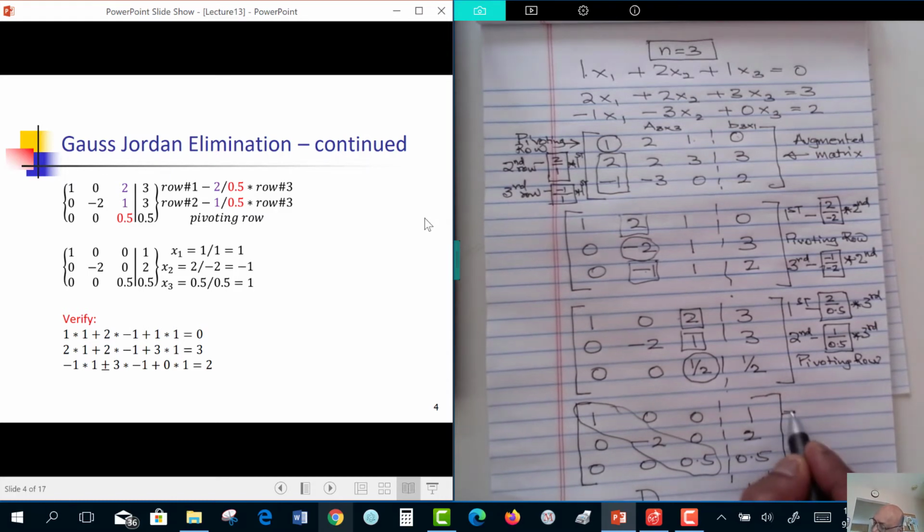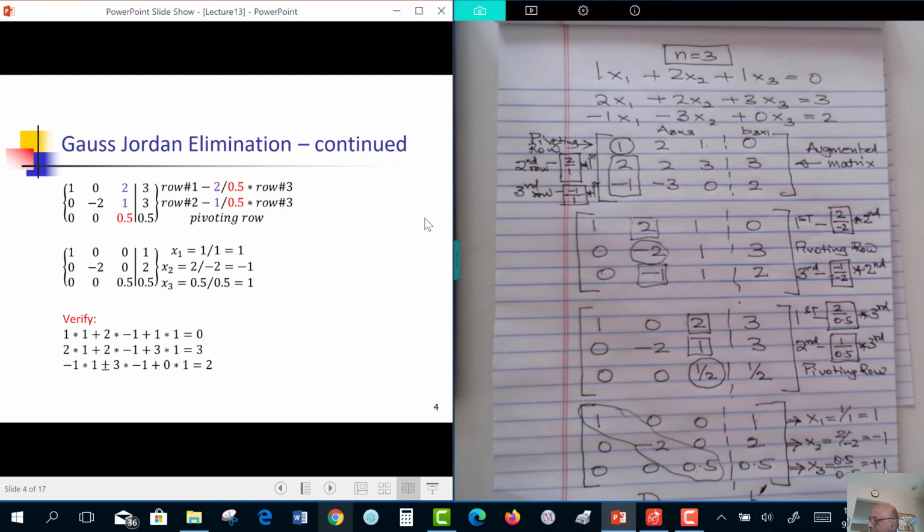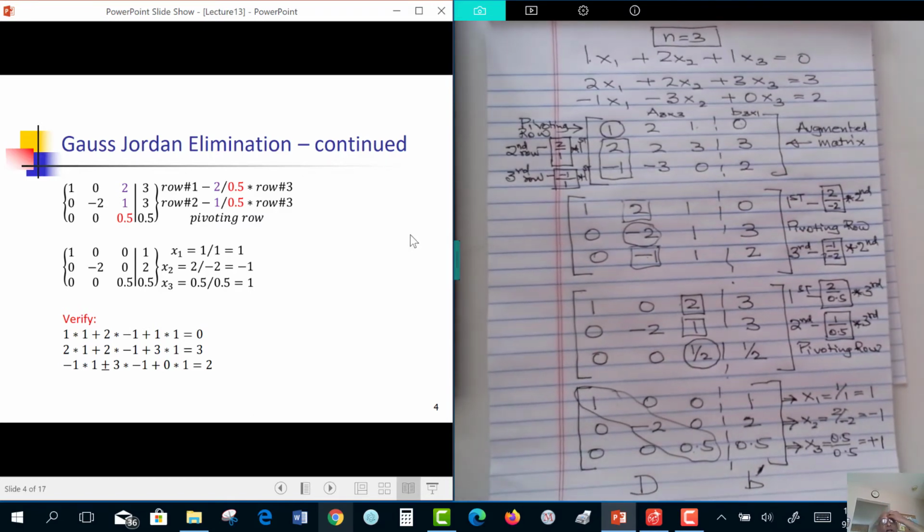So now we normalize. We say x1 is 1 over 1, so we'll get 1. x2 is 2 over negative 2, so we'll get negative 1. x3 is 0.5 over 0.5, so we will get positive 1. So our answers are 1, -1, +1. We verify by putting it back in our original equation and see that our right hand side matches.